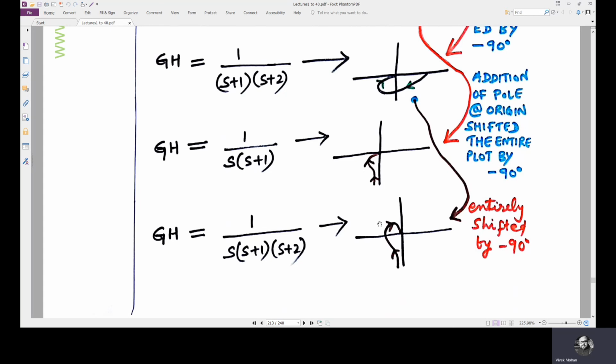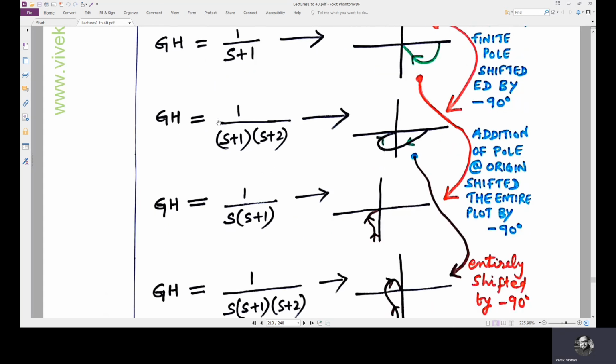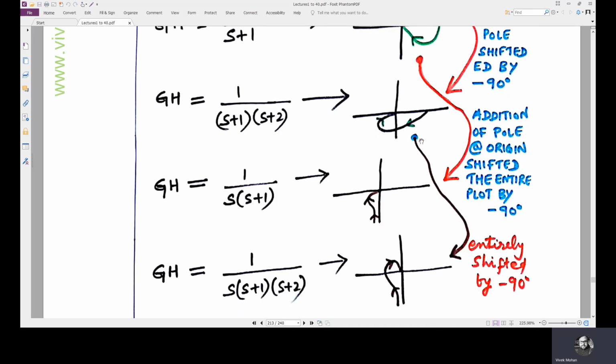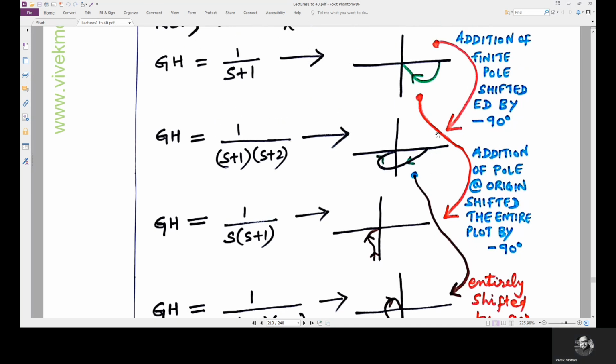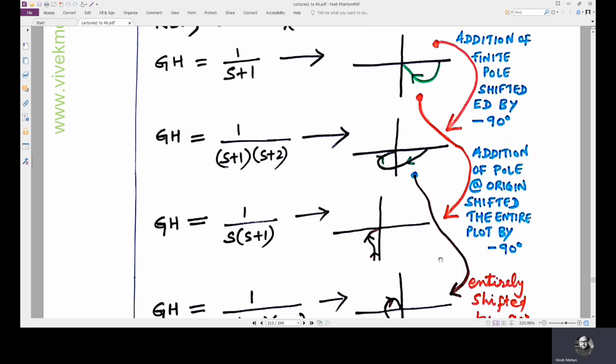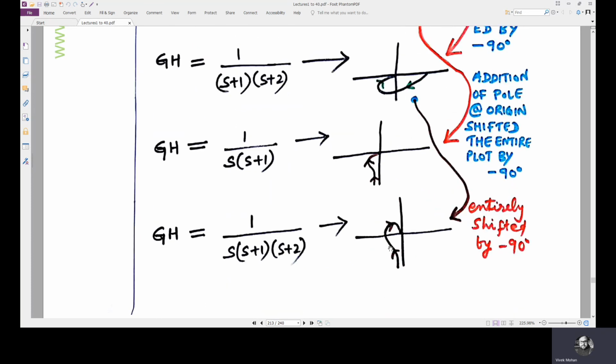Now here GH equals 1 by s plus 1 into s plus 2. If this was the transfer function, you got the polar plot like this, right? Now here we are going to add a pole at origin. So it will become 1 by s into s plus 1 into s plus 2. Similar to the earlier diagram, the entire plot will shift by minus 90 degrees. Compared to the previous one, here we only added a pole at origin. So because of that, the entire plot is shifted by minus 90 degrees.